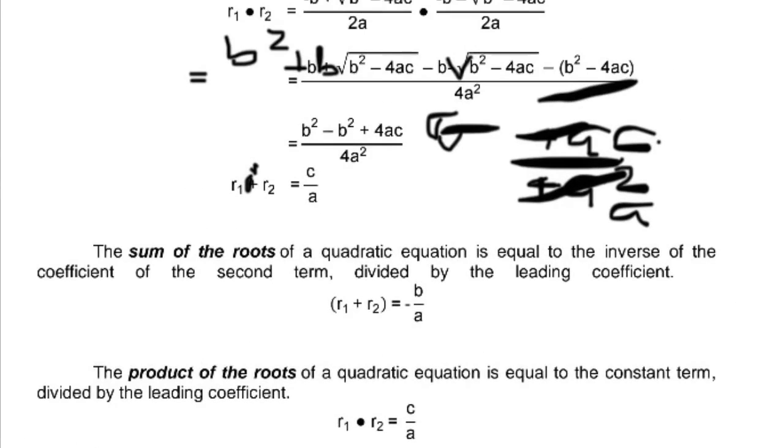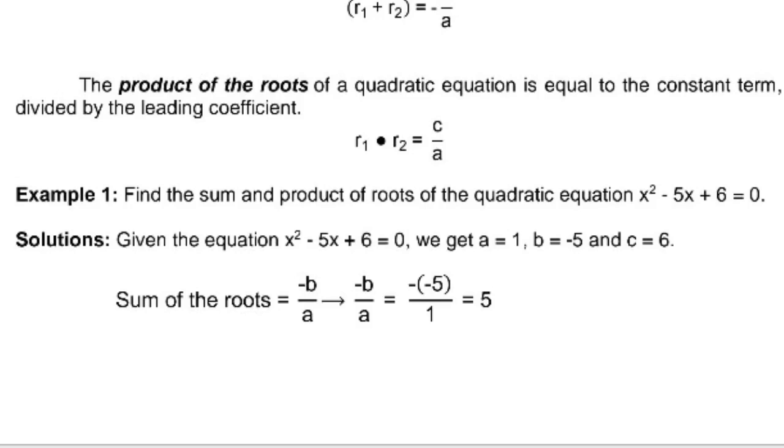So the sum of the roots of a quadratic equation is equal to the inverse of the coefficient of the second term divided by the leading coefficient. So r sub 1 plus r sub 2 equals negative b over a. Then the product of the roots, r sub 1 times r sub 2, is equal to the constant term c over the leading coefficient a. So example 1, find the sum and product of the roots of quadratic equation x squared minus 5x plus 6 equals 0.